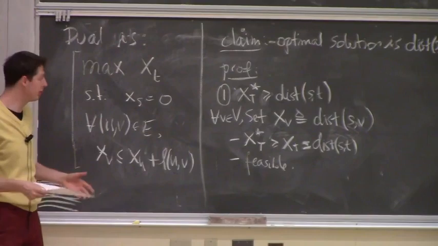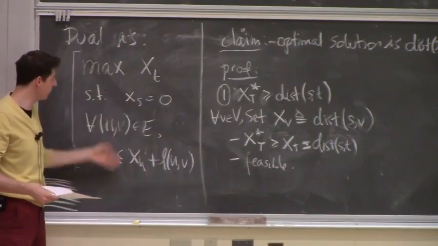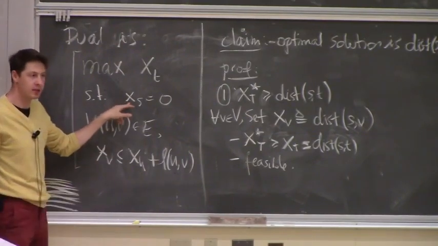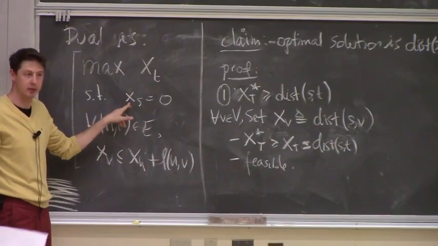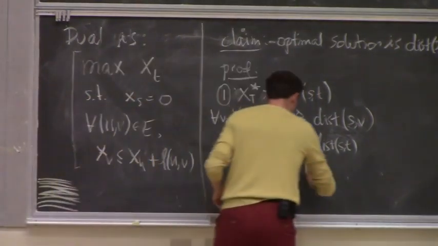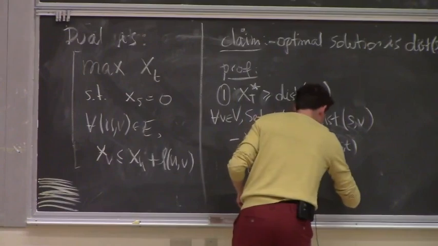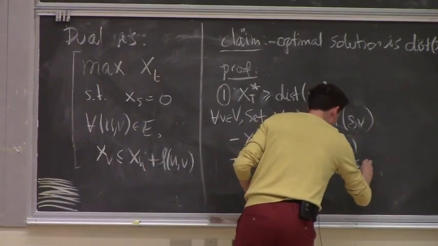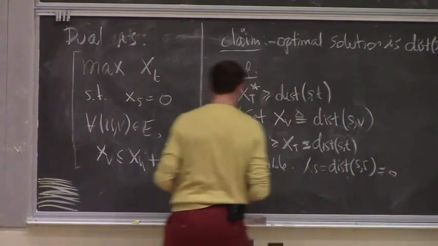So to prove that something is feasible, I need to prove that these two things hold. Is it the case that the distance from S to S is 0? Okay, good. So xs, by definition, is the distance from S to S, which is 0. Okay, that part is fine.